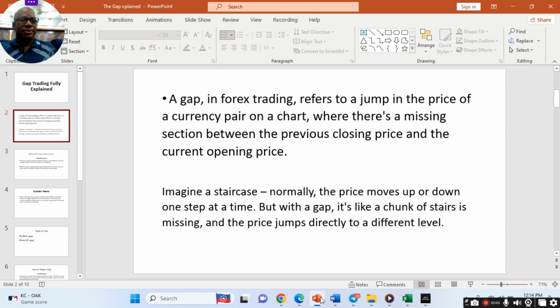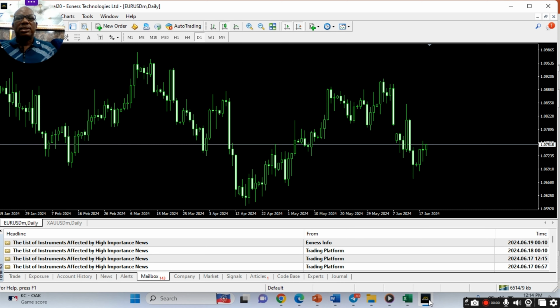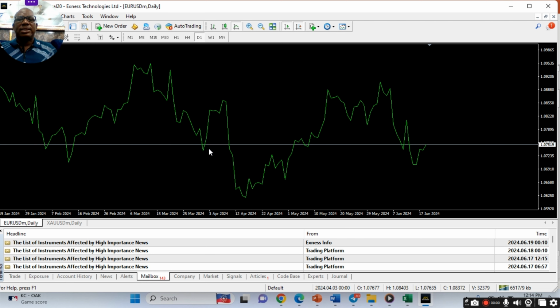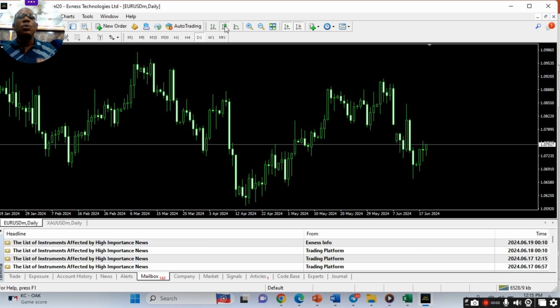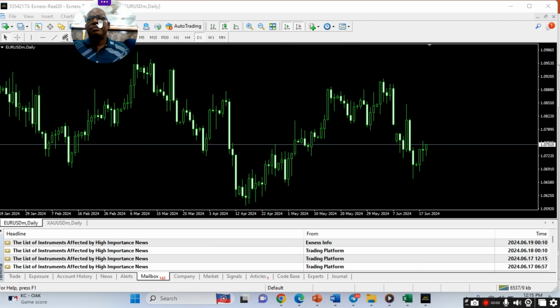Let's look at the chart. You understand what I'm saying? This is exactly how price moves. You can see it is like a channel, a staircase. Where it stops, it starts from there. But when there is a gap in the market, the price opens far below or above the previous close. So where do we have a gap here? Let's take this. This is where we have one.